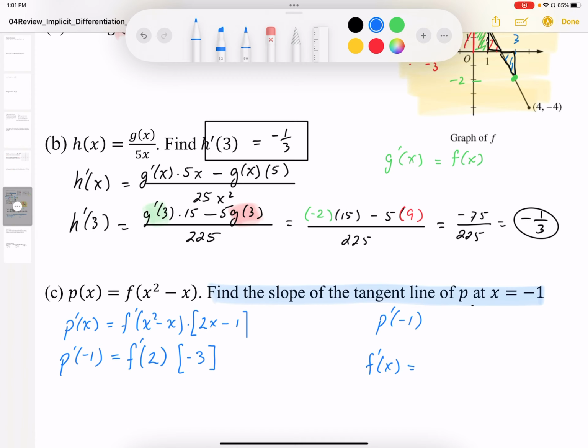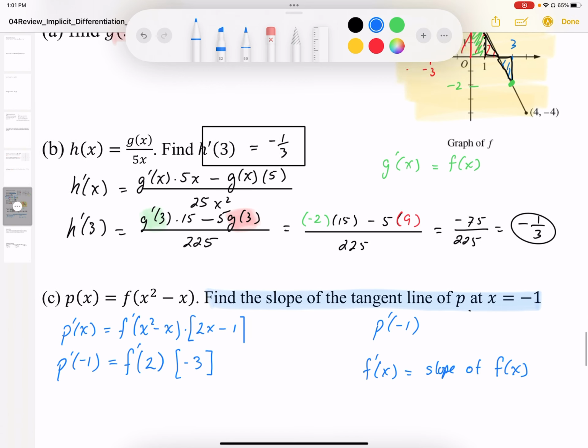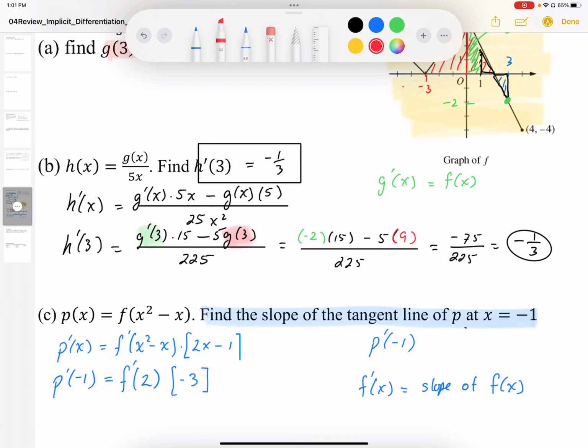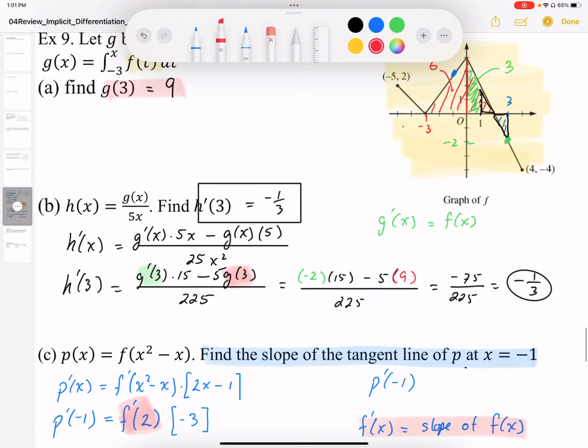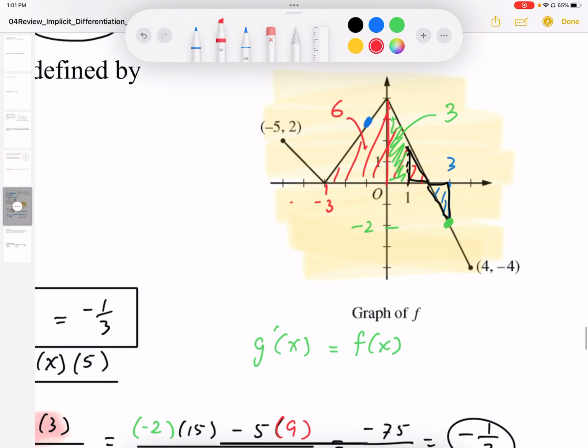Well, the derivative of f is equal to the slope of our f of x function. So what I'm looking for is the slope of the f function at x equals 2. When I take a look at the graph, x equals 2 is this coordinate right here. And I'm not looking for the y-coordinate, I'm looking for the slope of this line. So I need to work out the slope value of that line.